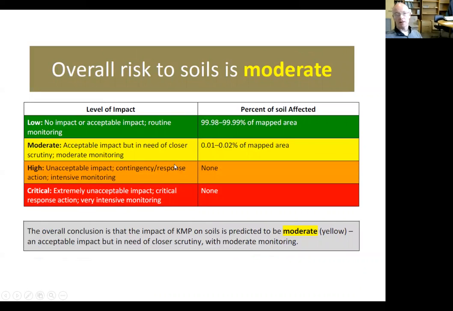So in this case, when you go back to the risk, it wasn't low because we did see some impact. So it wasn't green, or 99% of the area was green. We had a small amount that was acceptable impact, but in need of closer scrutiny, moderate monitoring. This was a very small area. So even though it was just a small area, and you have to be sort of protective for soils, the overall risk for the soils was moderate.